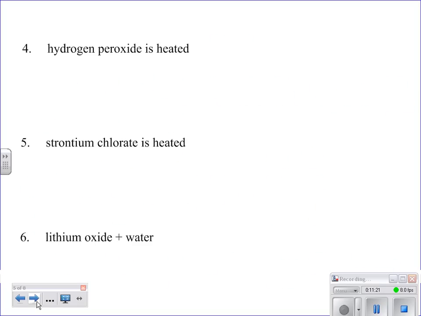Okay, hydrogen peroxide. You guys know how to write hydrogen peroxide? Good.